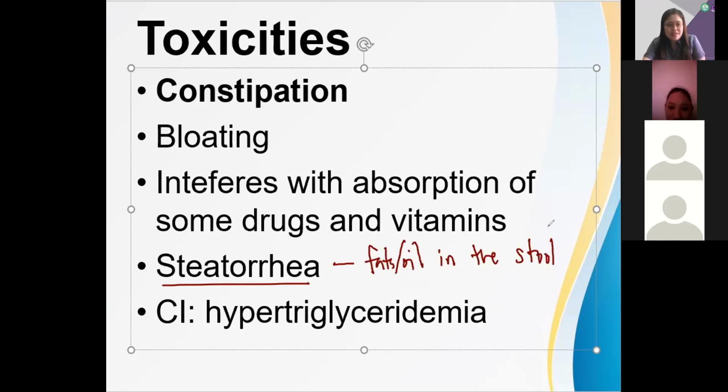Now, the bile acid sequestrants are contraindicated in people with hypertriglyceridemia. They are contraindicated because they act more on cholesterol. So do not give them to those with high fats and oils in the body.